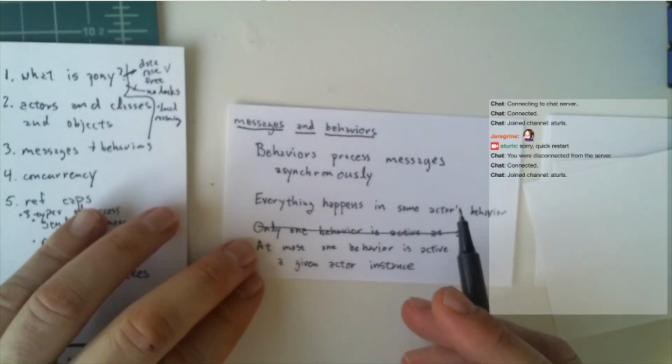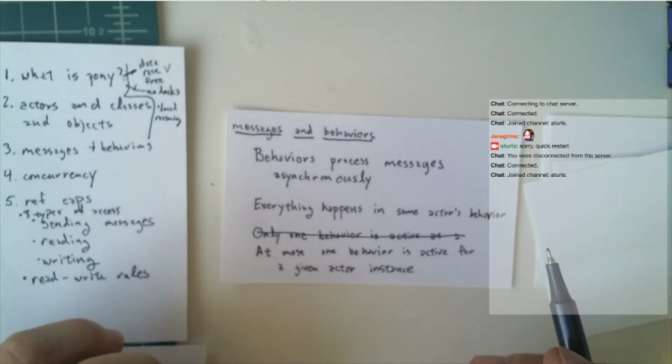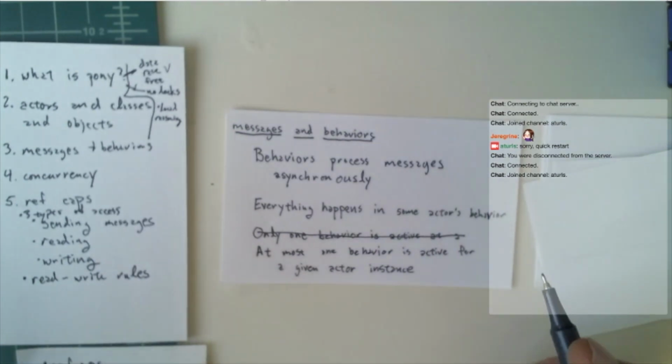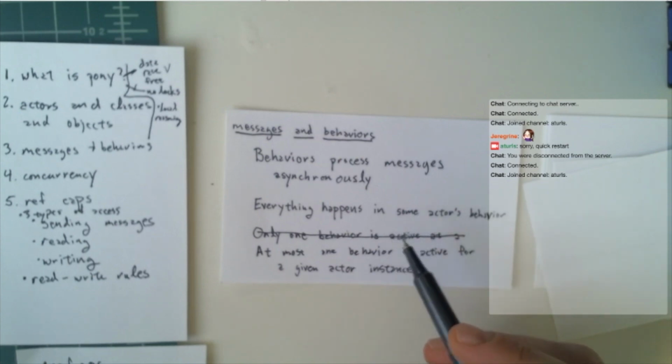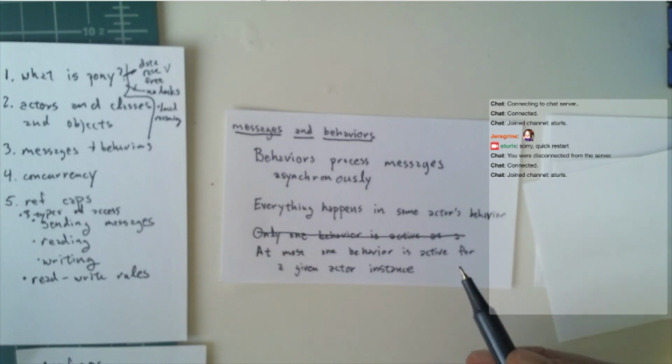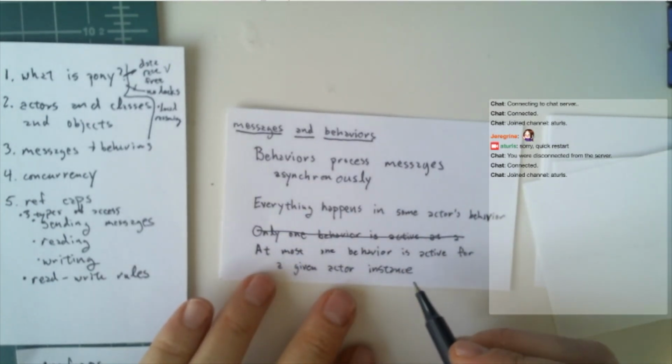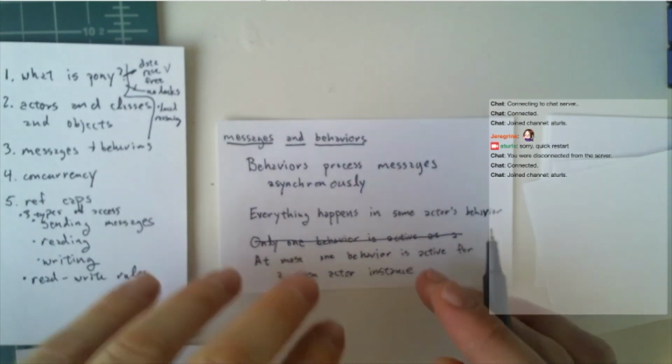So behaviors process messages asynchronously. Everything that happens in a program happens in some actor's behavior. So even at the very beginning, when a program starts up, the Pony runtime creates a main actor and then runs that actor's create method and create behavior. And so that's the thing that kicks everything off. And you don't have any asynchronous behavior unless you create new actors and send messages to them. And so again, at most, one behavior is active for a given actor instance.